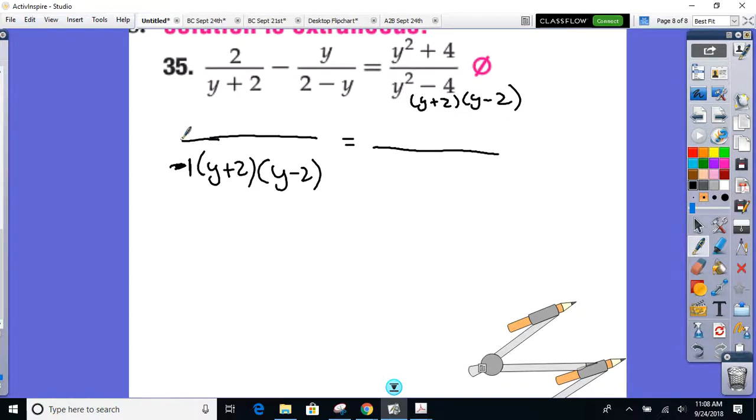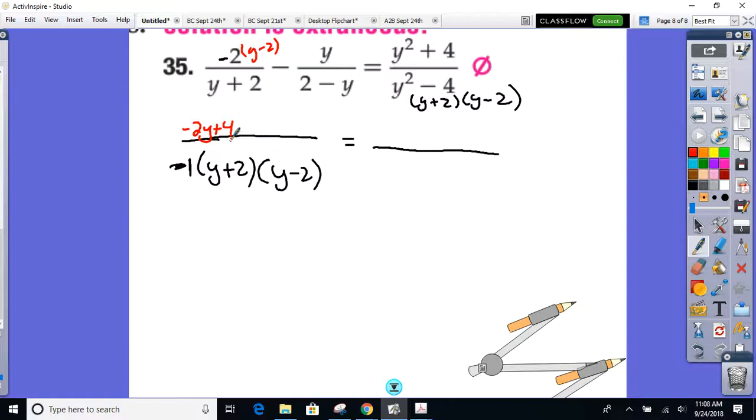All right, ready to go with me? What's the y plus 2 missing? Okay, so I'm just going to apply the negative right now. Good? Now I got to multiply it by y minus 2, so you get negative 2y plus 4. All good there.